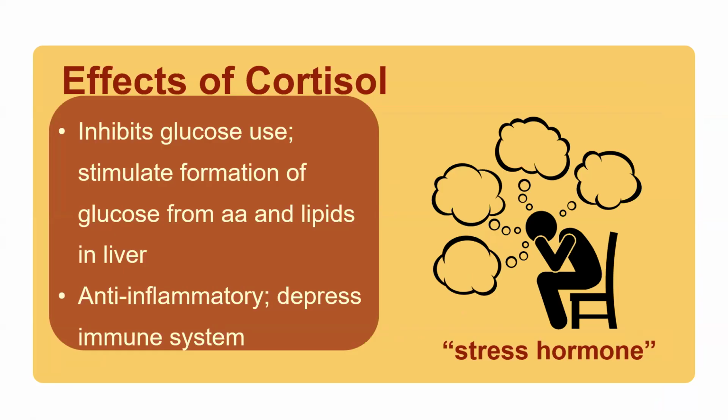So cortisol actually inhibits glucose use and it stimulates the formation of glucose from amino acids and lipids. So we're going to use proteins and fats to make more glucose. It's an anti-inflammatory. So this is one of the big things. Cortisone injections are steroid injections that help reduce inflammation. But like I said, it's going to depress the immune system. So we don't necessarily want high levels of cortisol for long periods of time.